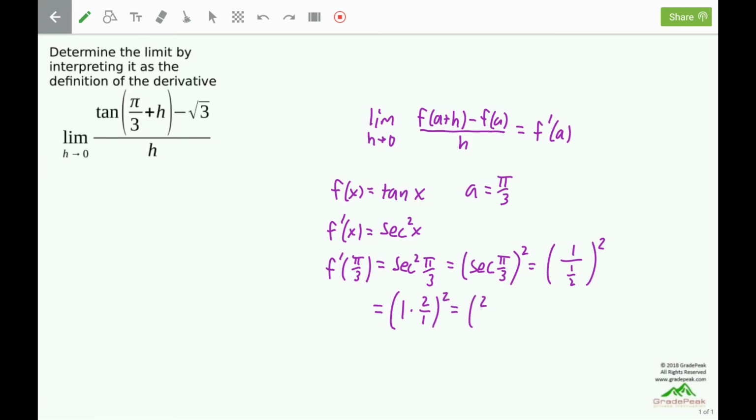1 times 2 is 2. We have 2 over 1 and then squared. Well, 2 over 1 is just a 2. 2 squared, which comes out to 4. Therefore, this limit up here is all equal to 4.